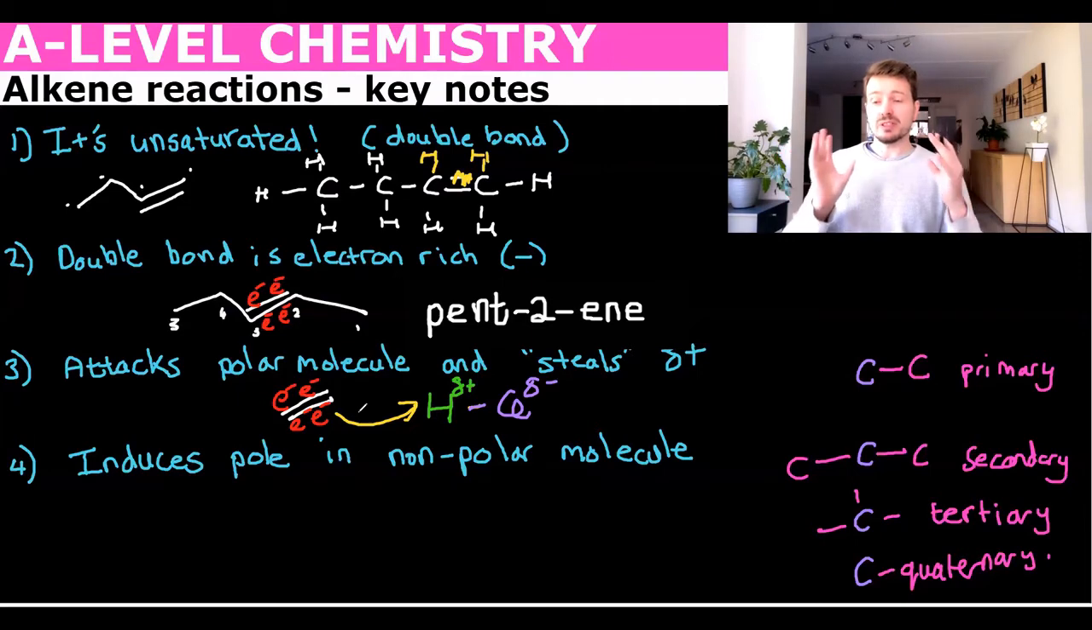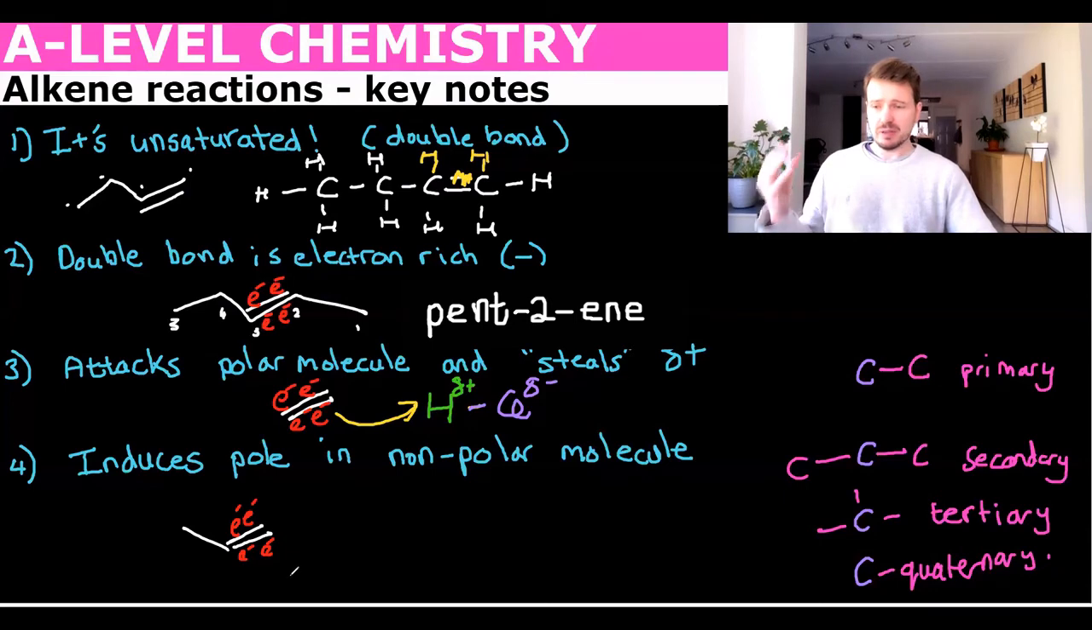Number 4 is it induces a pole in a non-polar molecule. So let's say we've got our alkene here. Now, what happens if I've got a non-polar molecule that doesn't have a positive side? Well, remember these molecules are always moving. So say we had bromine gas. So don't think of bromine gas just as Br2. Think of it as two Brs.